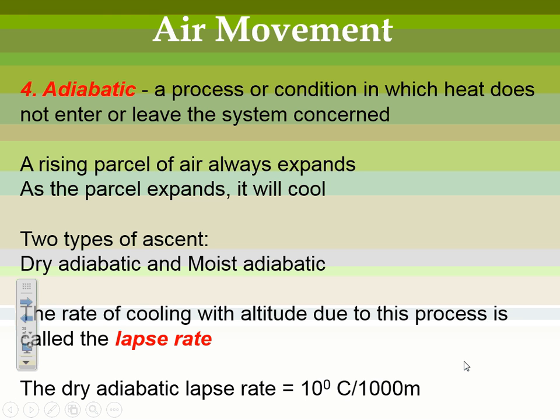The fourth concept here is the concept of adiabatic heating or cooling. It's a condition in which heat does not enter or leave the system that we're talking about. So a rising parcel of air is going to expand. It always expands. As that parcel expands, it's also going to cool as it goes up into the altitudes. So there's two types of ascent: dry adiabatic and moist adiabatic. That rate of cooling with altitude is dependent on a process called lapse rate.